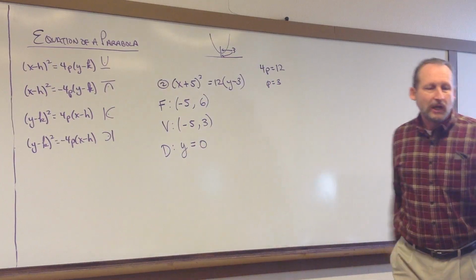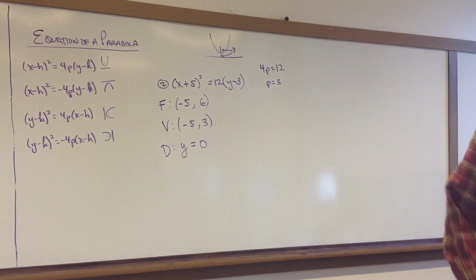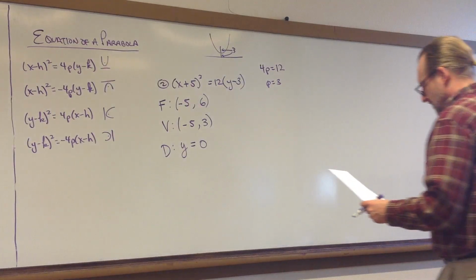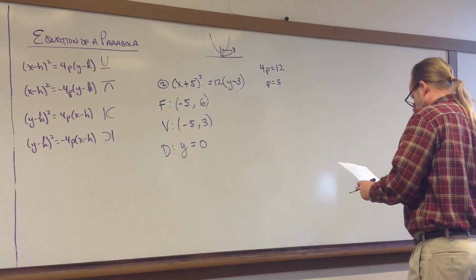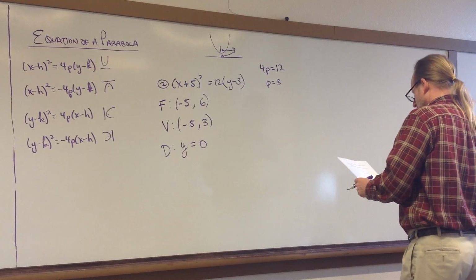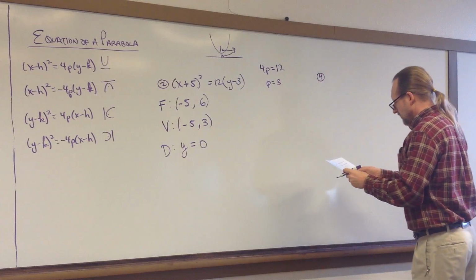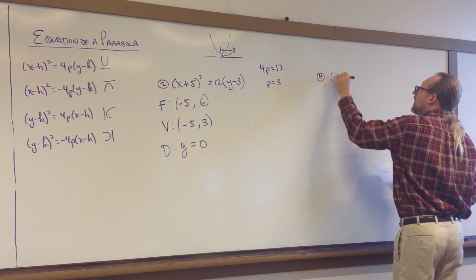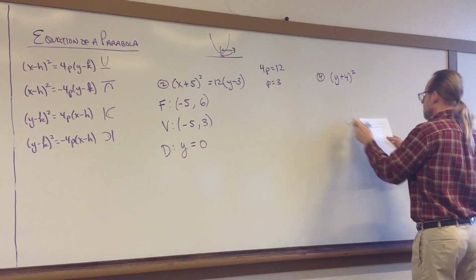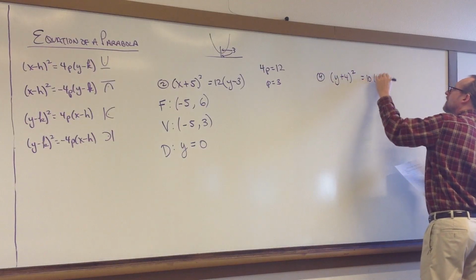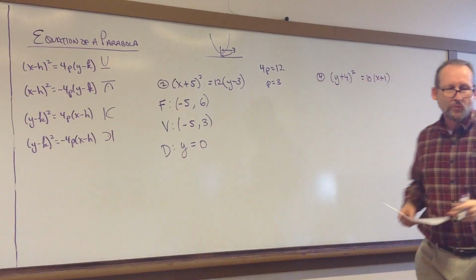All right. That's the first one. Let's do all four of these: 2, 4, 6, and 8, because there's one of each. So (y + 4)^2 = 10(x + 1).